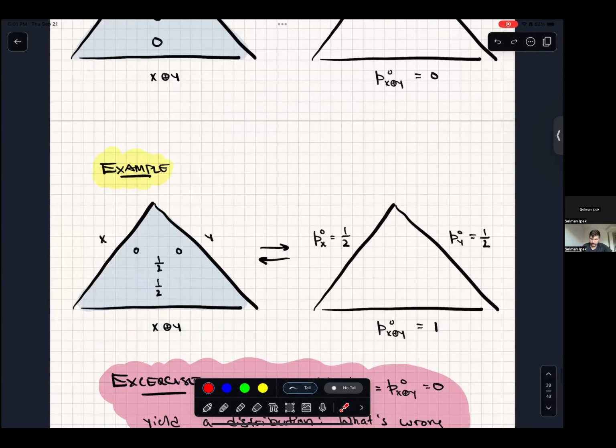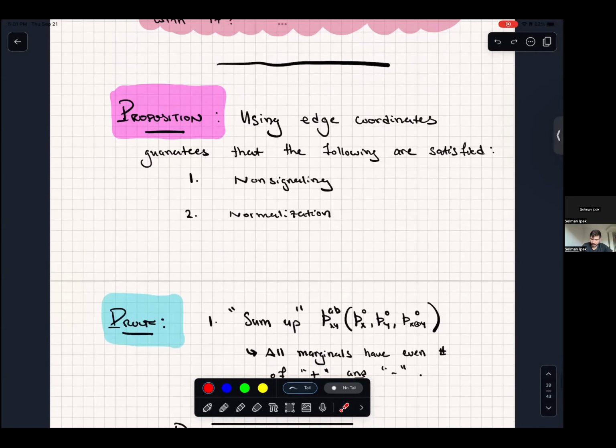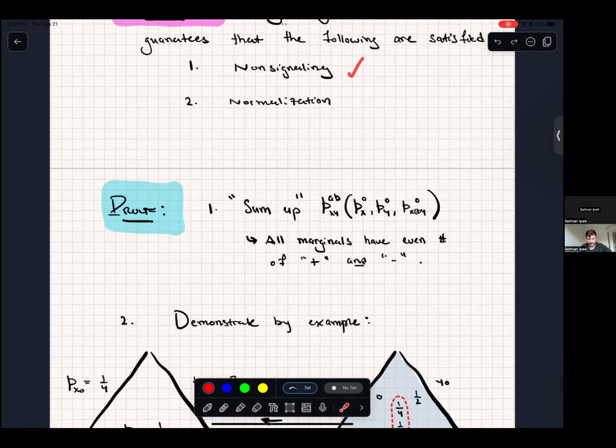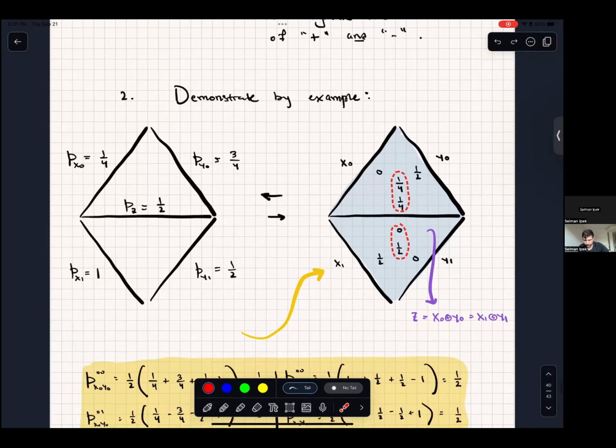And also, it will satisfy non-signaling. So we check this one and then non-signaling. This one will be easier to demonstrate by example.